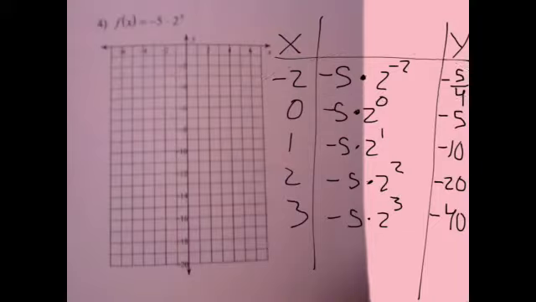So now I have my points here, and I can start graphing them. I go to negative 2, and I have negative 5/4, which is a little bit less than negative 1. And I have 0, negative 5, which is right there. And then I have 1, negative 10, which is right there. And then I have 2, negative 20, and that's all the way down here. So let me draw that part, and then the other side is going to go like this. Just like that. And there's my exponential for 4.